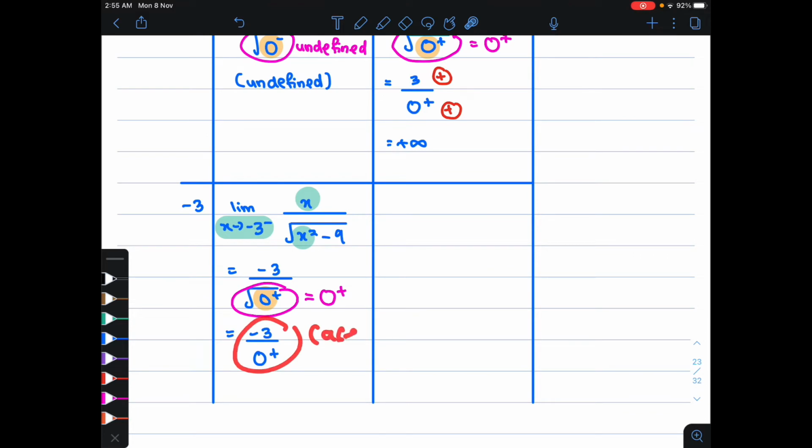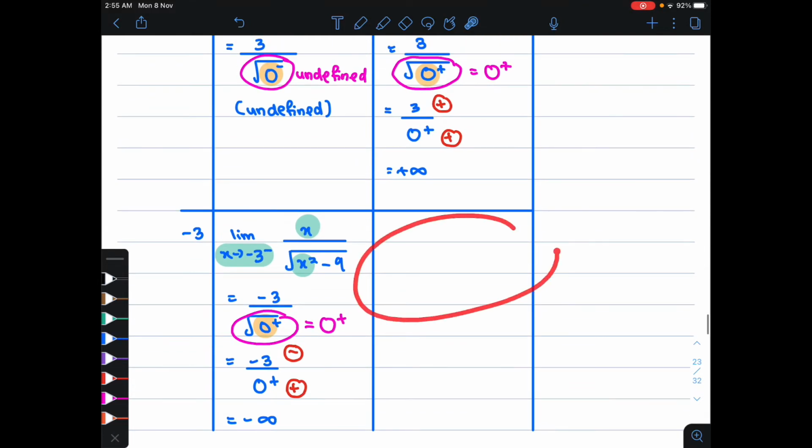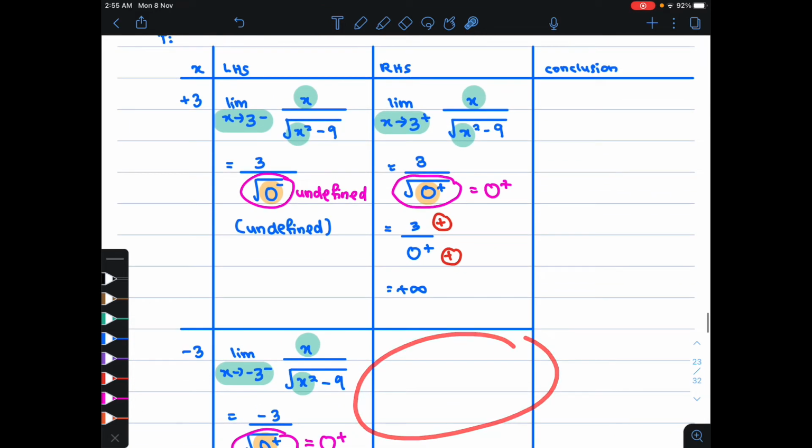Case 3 means that the final answer is infinity. -3 is negative, 0 plus is positive, and hence the final answer is -infinity. So that's for the left hand side. For this column here, we are talking about the limit of the right hand side.